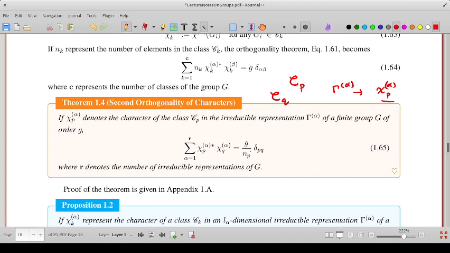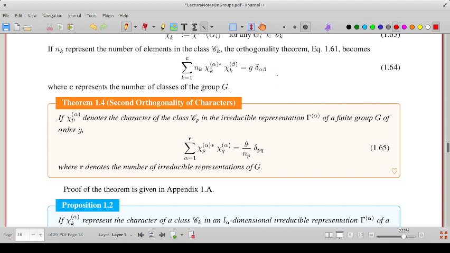So that means if P and Q are not the same, so they are different classes, then this sum is 0. If P and Q are the same, obviously NP is equal to NQ and delta PQ is 1, and the result would be G by NP. So we now have two orthogonality theorems concerning the characters of the irreducible representations.